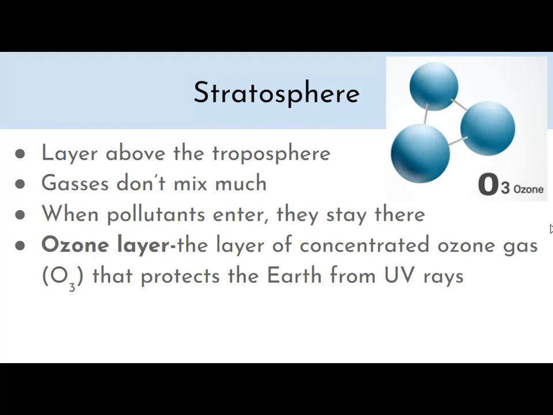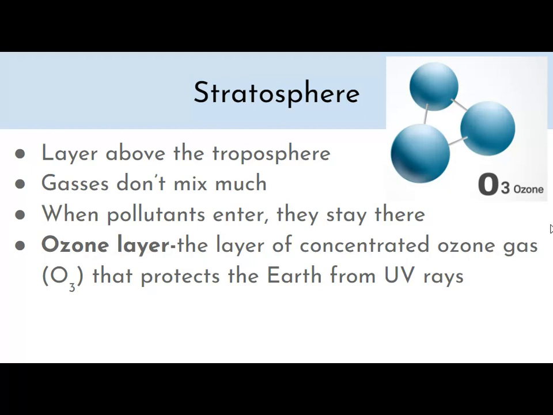In fact, one of the big issues here is that when pollutants enter the stratosphere, they don't move a lot. If wind is down in the troposphere, the stratosphere doesn't experience a lot of disturbances. So when pollutants get there, they stay there. It's really hard to get pollutants out of the stratosphere. This is also where the ozone layer is.